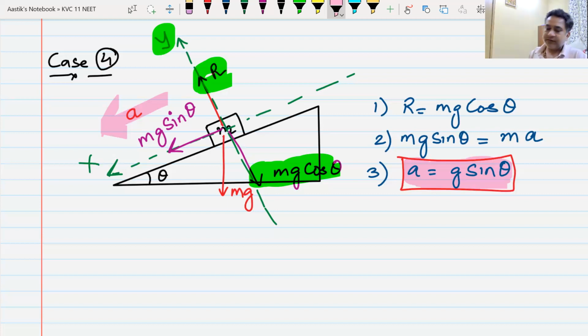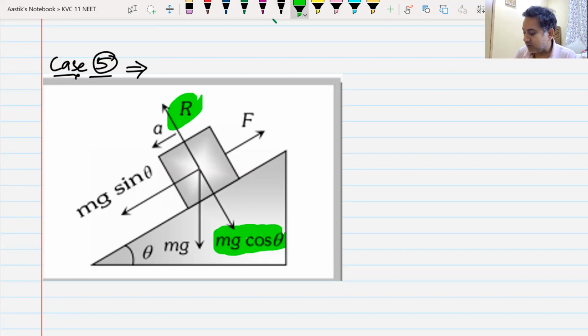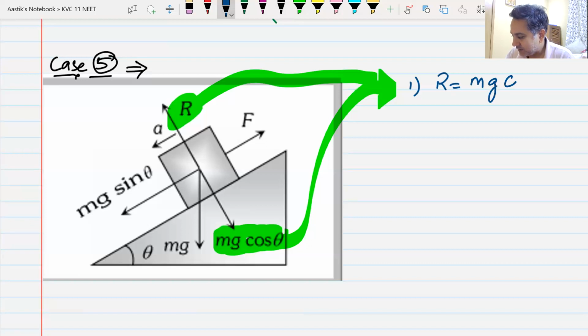We move on to case number 5. Case number 5 is like this. I've drawn the free body diagram, everything here. Again the same thing. You can see some forces along the y-axis and some forces along the x-axis. You can straight away tell me the equation along the y-axis. R equals mg cos theta. So that equation is always valid. The normal reaction R is equal to mg cos theta.